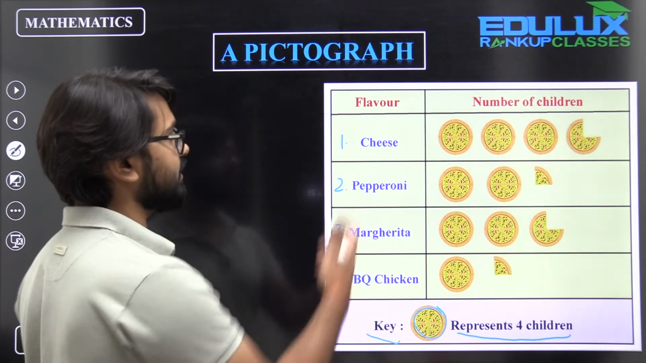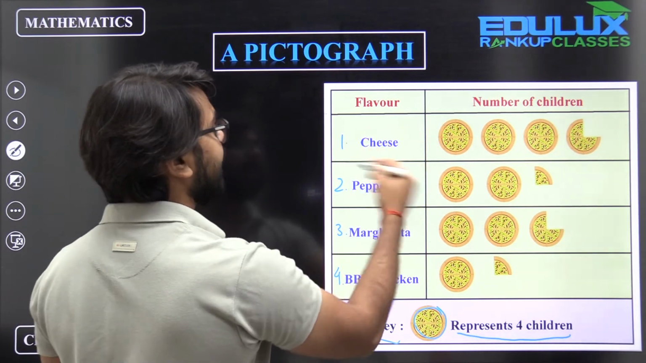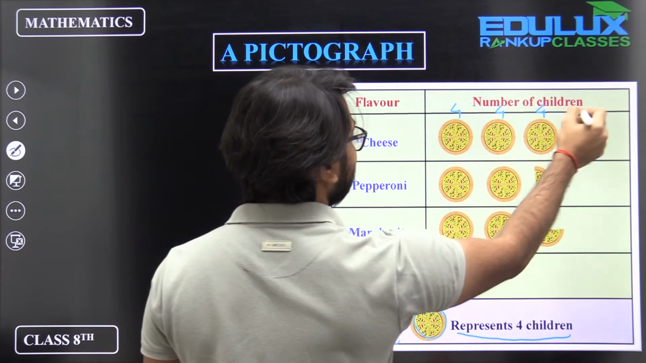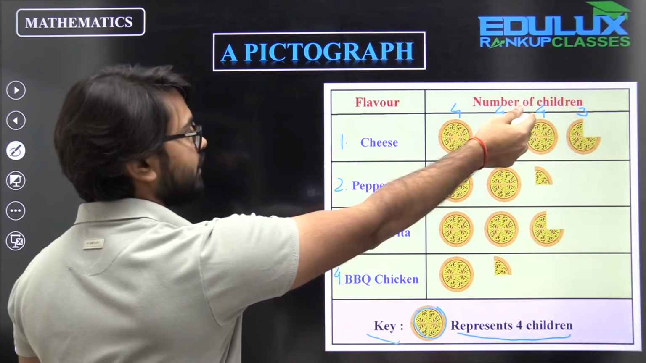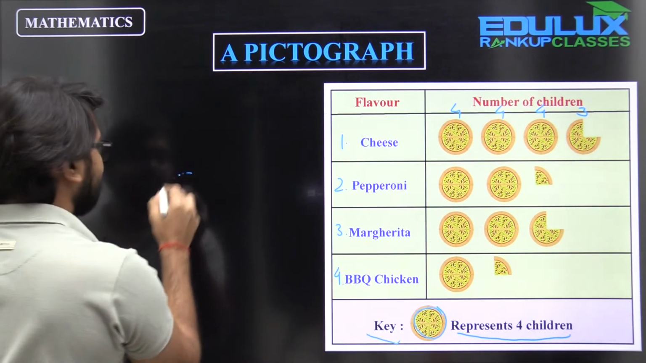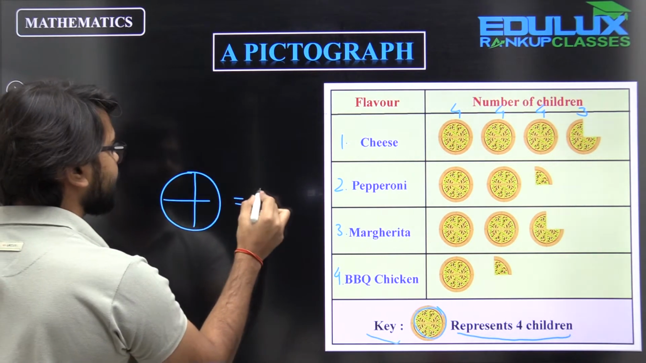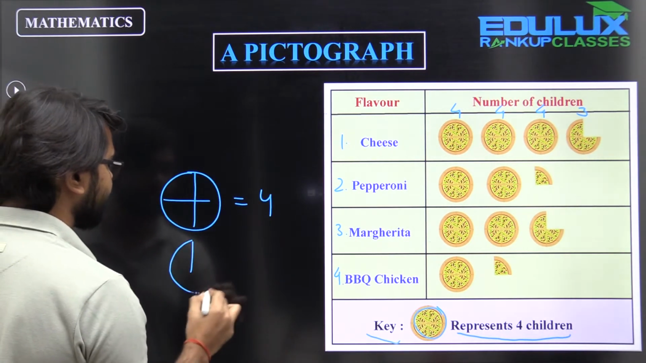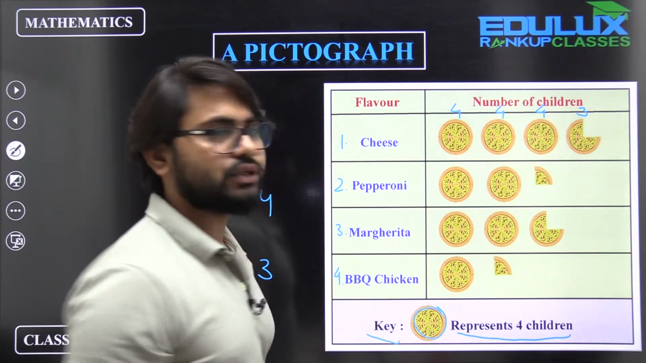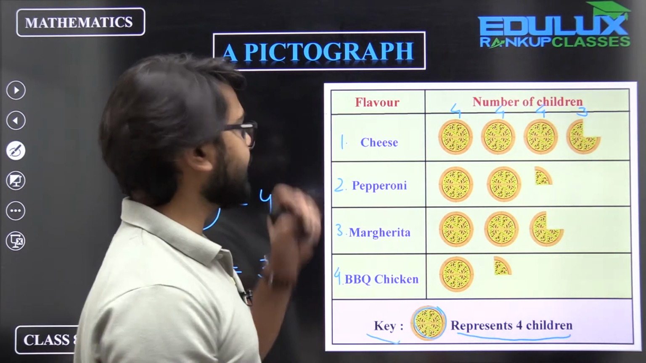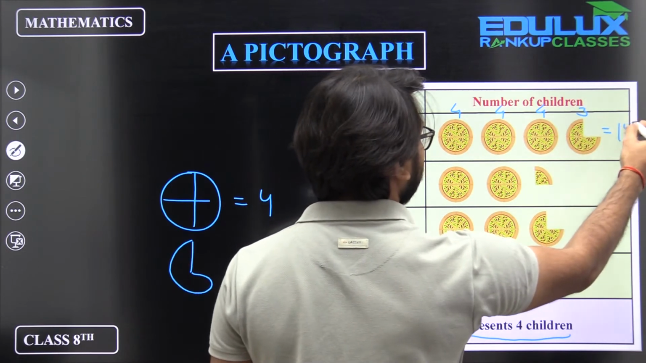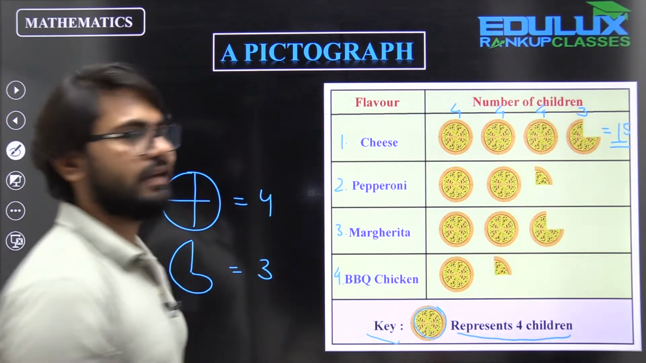By a pictograph, we can now analyze how many children like cheese pizza. You can see 4 children, 4, and this is 3. The 3/4 of a pizza is equal to 3 children. A complete pizza represents 4 children, then 3 parts of this pizza will represent 3 children. So 4 plus 4 plus 3 is the number of children liking the cheese flavor. This is equal to 12 plus 3, which is 15. So 15 children like the cheese flavor.